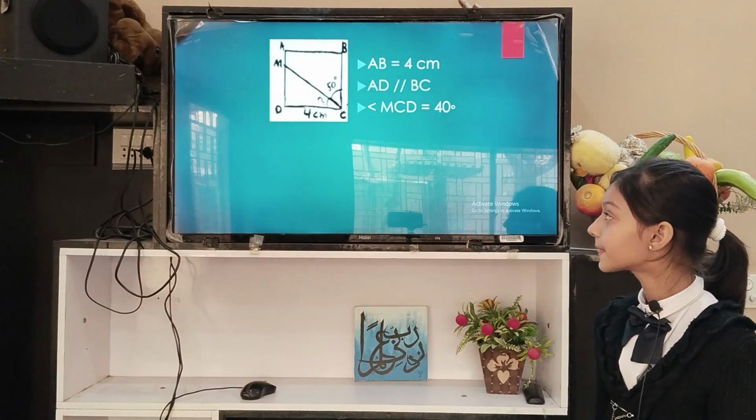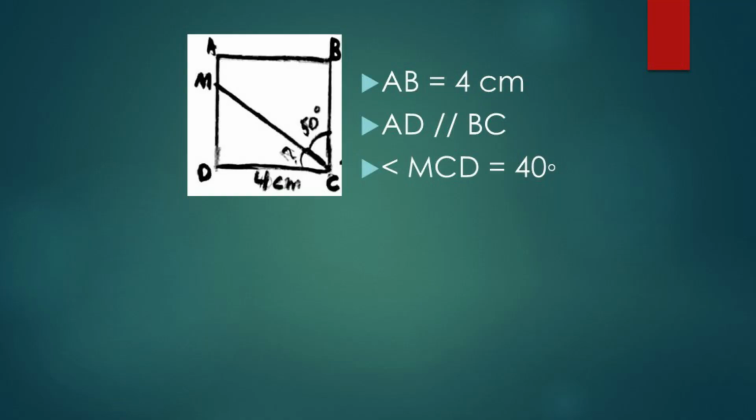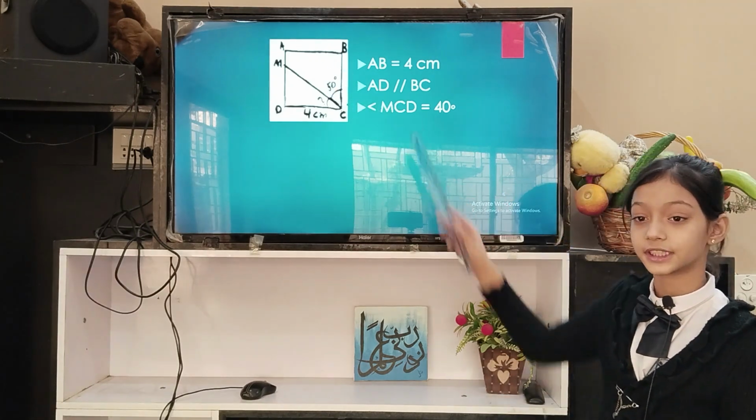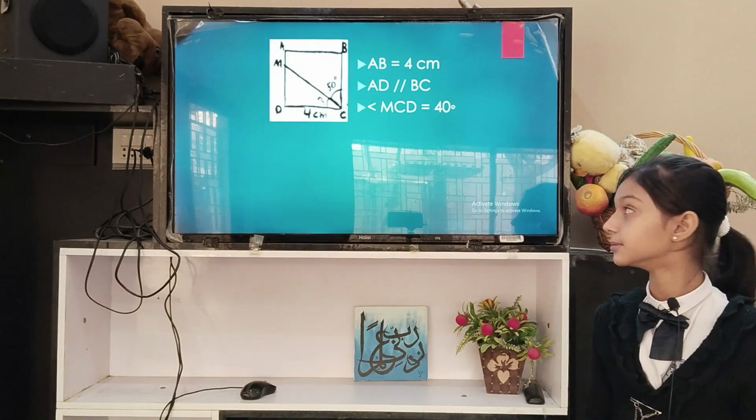This is a square named ABCD. AB is equal to dash centimeter. If this line is 4 cm, it means this line is also 4 cm. So the answer is 4 cm.